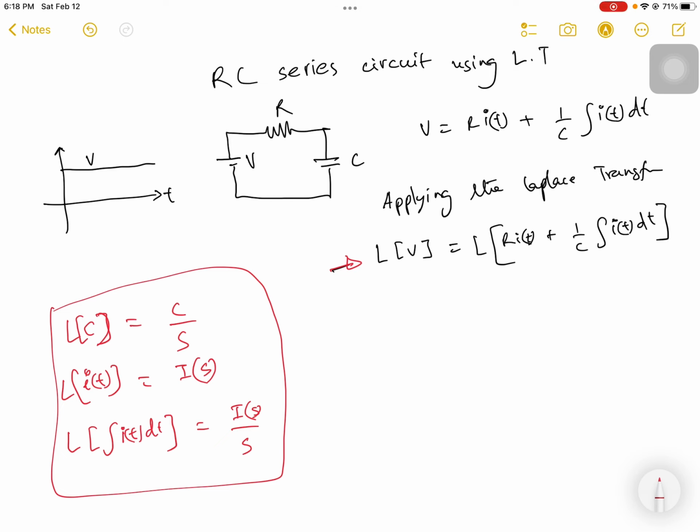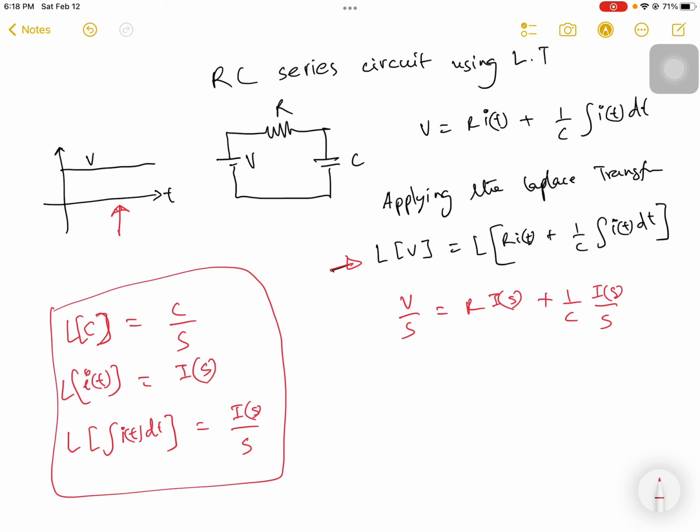Now let's directly substitute here. So Laplace of v, where v is constant here. Looking at this graph, our v is a constant DC source, so we will have V/s equal to R, which is constant, so it's a multiplication factor multiplying the current, so it will be I(s), plus a constant 1/C, and we have I(s)/s, which is what the Laplace transform of this term gives.